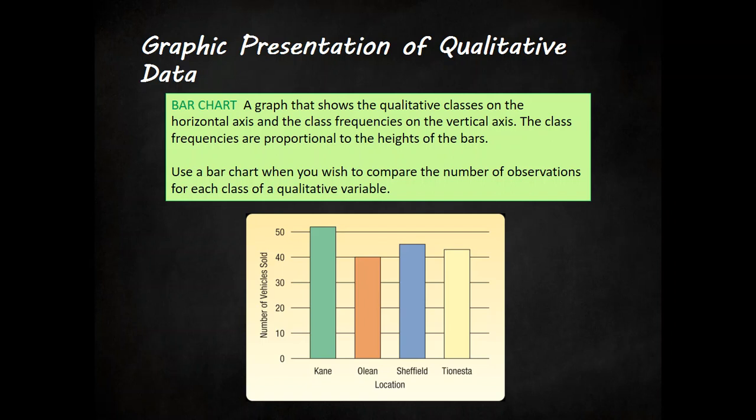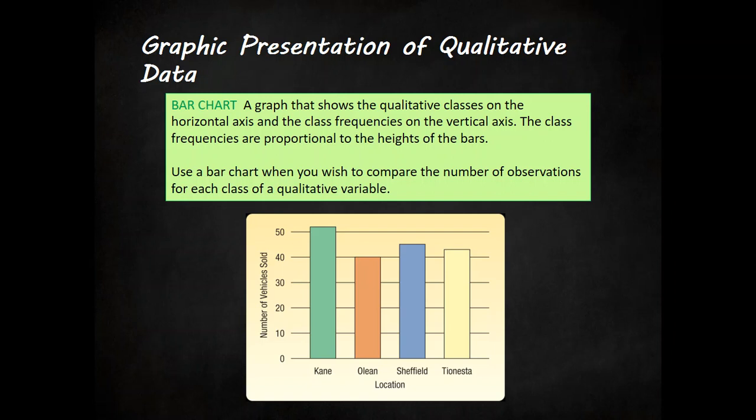A bar chart shows the frequency: 51 cars sold in Kane, 40 cars sold in Olean, 44 cars sold in Sheffield, and 42 cars sold in Tionesta. And you might be saying, oh, but that's a quantitative variable, you're counting the number of cars. But we're not counting the number of cars, really. What we're counting is the number of observations of location of those cars. And so we're looking at the qualitative data of the location of that car. So that's really important to remember there.